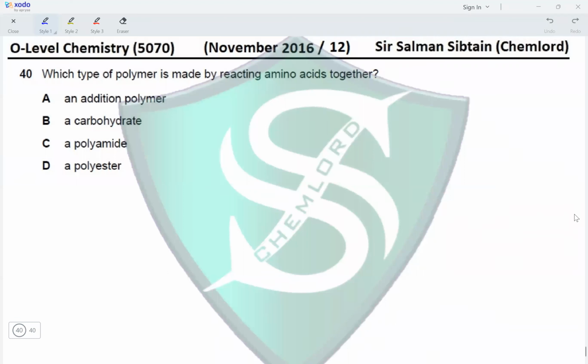Question 40. Which type of polymer is made by reacting amino acids together? So amino acids are monomers for the condensation polymer called proteins, and proteins are polyamides. So an addition polymer, no. A carbohydrate, no. A polyamide, yes. Proteins are polyamides. A polyester, no. Therefore, Option C is the correct option for this question.